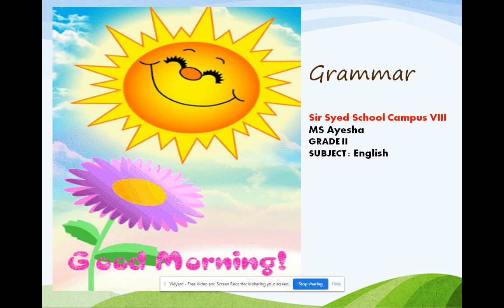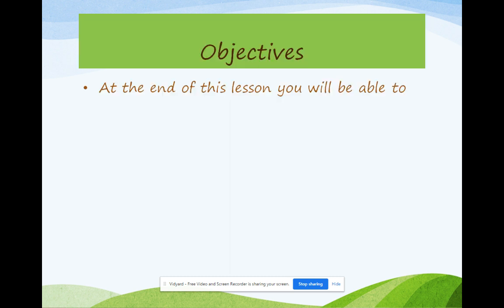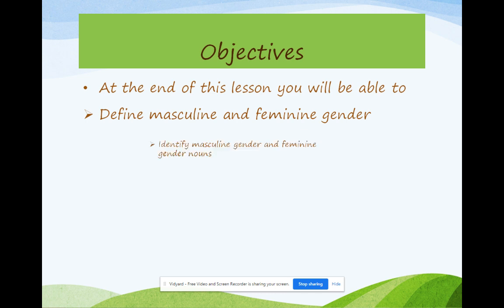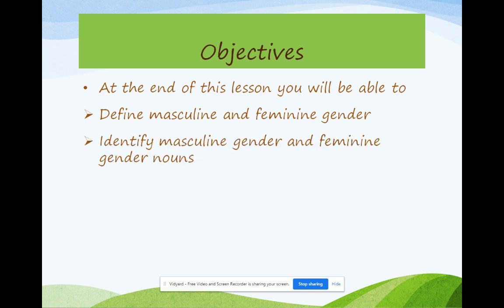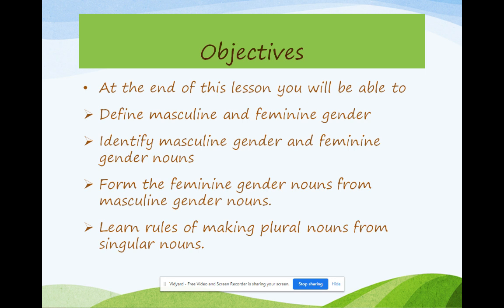So dear students, today we will learn two grammar concepts. The first one is gender and the second one is numbers. As you know in English, by numbers we mean singular nouns and plural nouns. By the end of this lesson, you will be able to define masculine and feminine gender. Identify masculine gender and feminine gender nouns. Form the feminine gender nouns from masculine gender nouns. You will learn rules of making plural nouns from singular nouns.